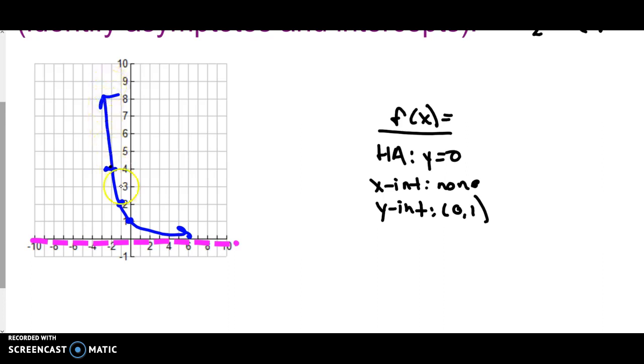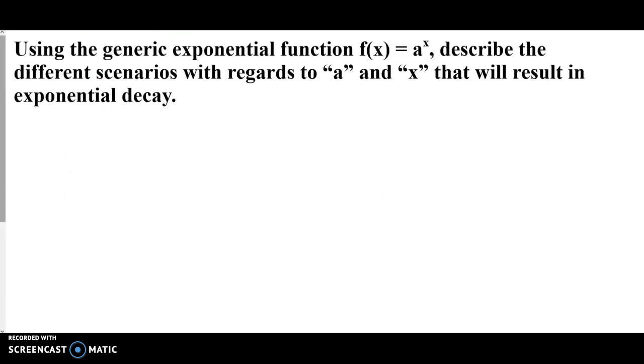Notice this graph. This is called exponential decay, right? Because think about what's happening. Think about the nature of this graph. So the big question then is, using the generic exponential function, describe the different scenarios with regards to a and x that will result in exponential decay. How do you know, based off of an exponential function, if it's growth or decay, specifically in this case, decay? Go ahead, put me on pause, and we'll see if you're on the right track.